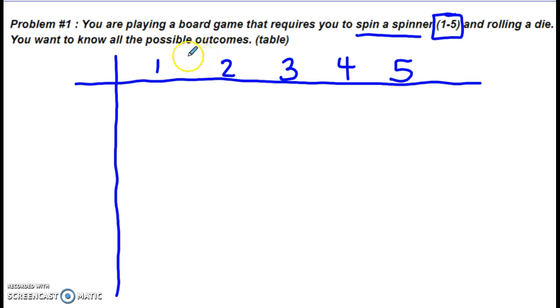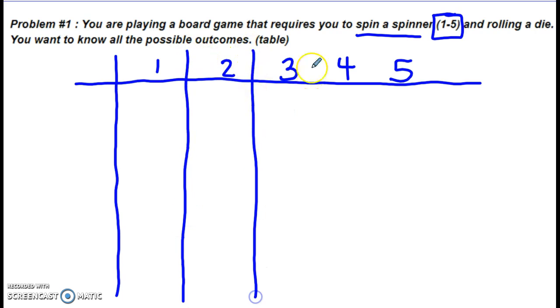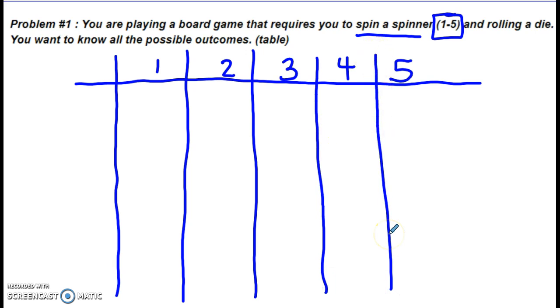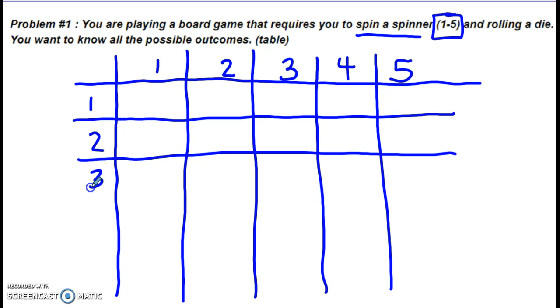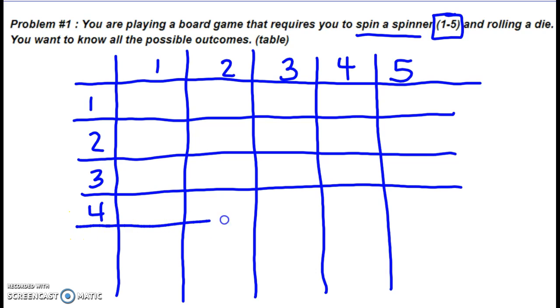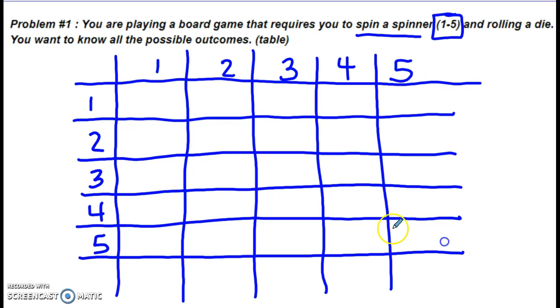After we spin our spinner, we have to roll a die, and so we list those events going down the side. That is event number 2. So when we roll a die, we could roll a 1, we could roll a 2, we could roll a 3, a 4, a 5, and then a 6.